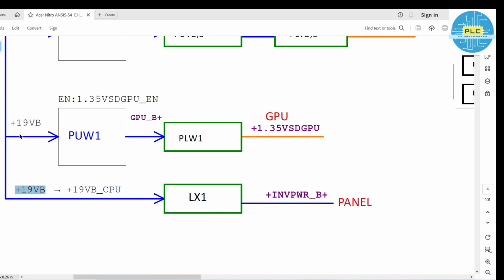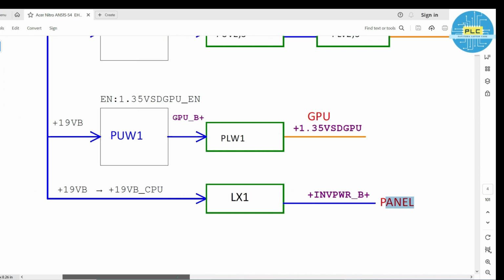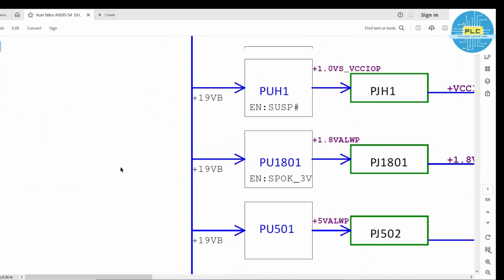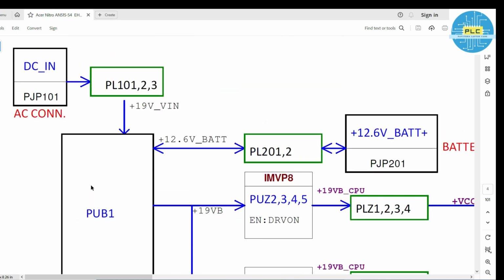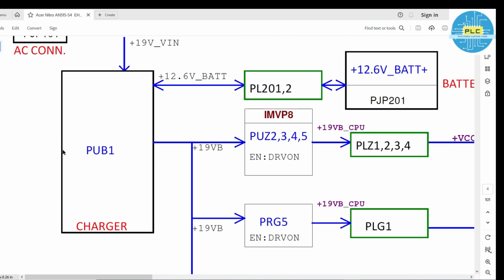Okay, this 19 volts has been converted to 19 VB CPU, and it has been given to LX1 here as inverter power, and it has gone to the power panel. See, this is the concept. It's a very simple concept, right? Just, it is a load. The load has been given positive and negative signals, voltages, and those voltages have gone to some other circuits.